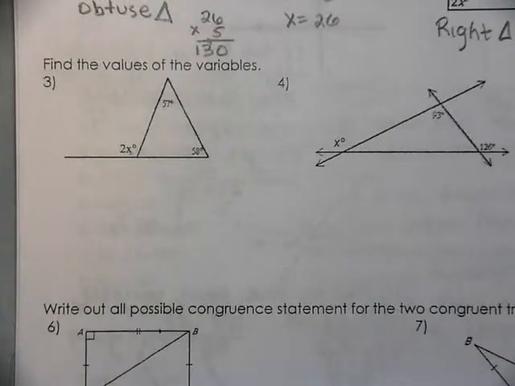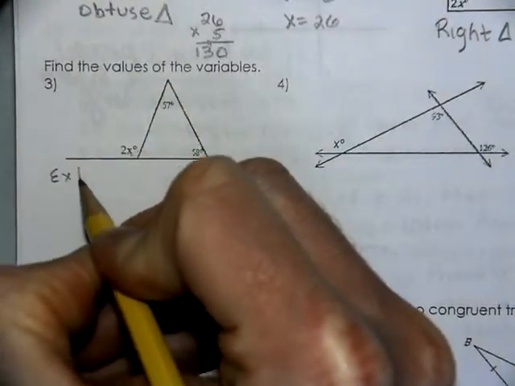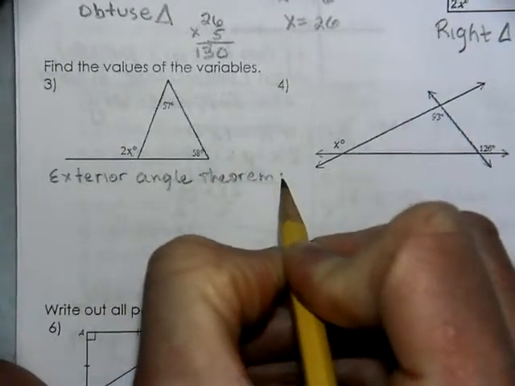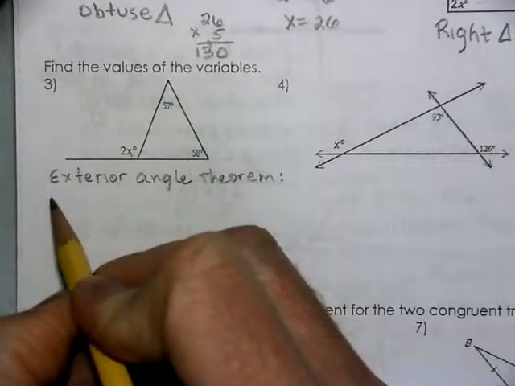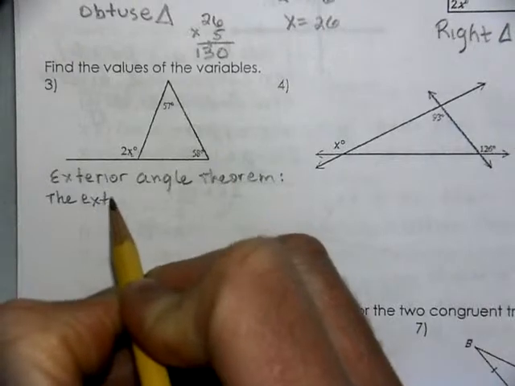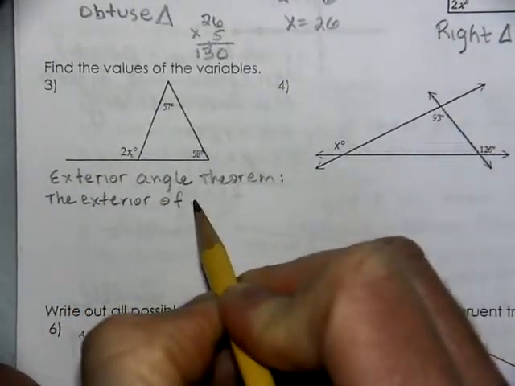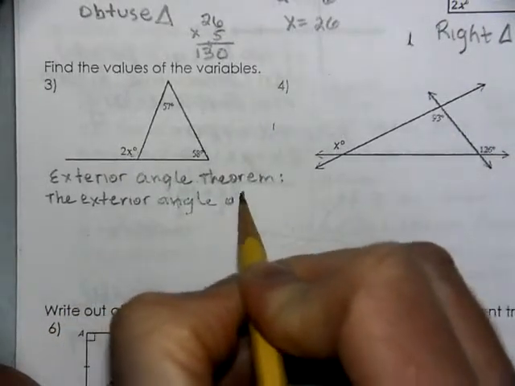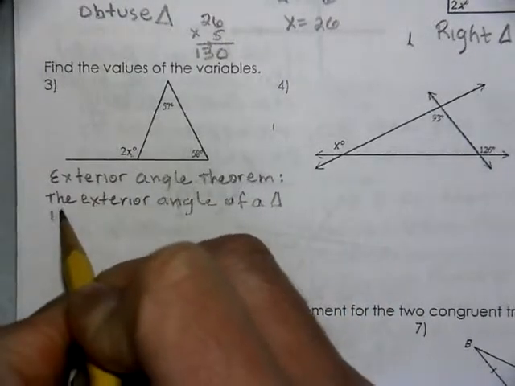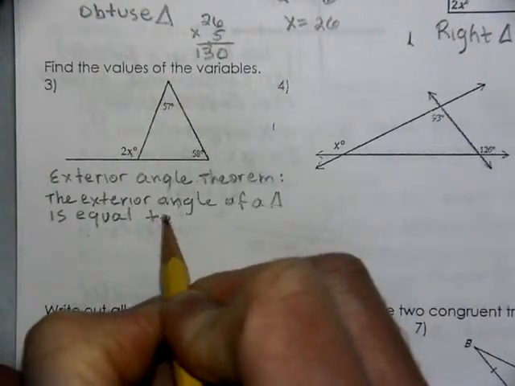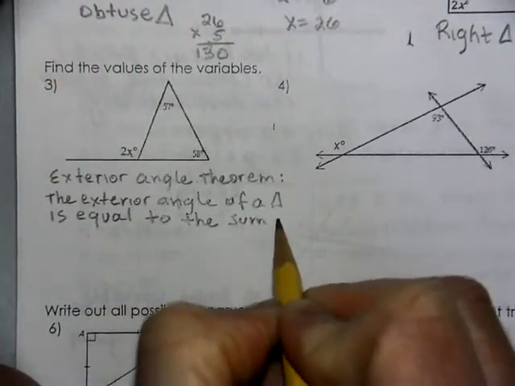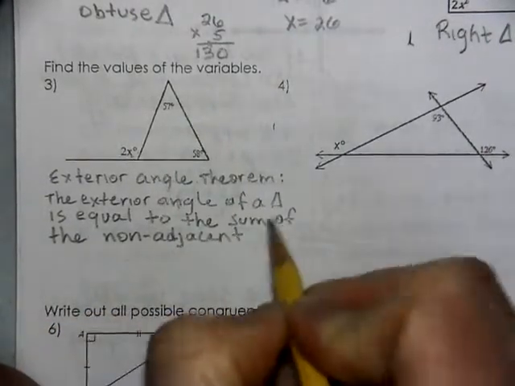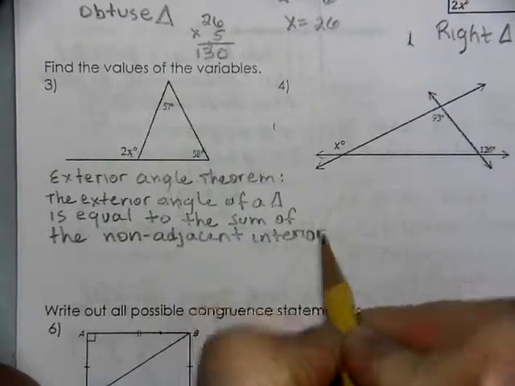This is the exterior angle theorem. Okay, the exterior angle theorem says the exterior angle of a triangle is equal to the sum of the non-adjacent interior angles.